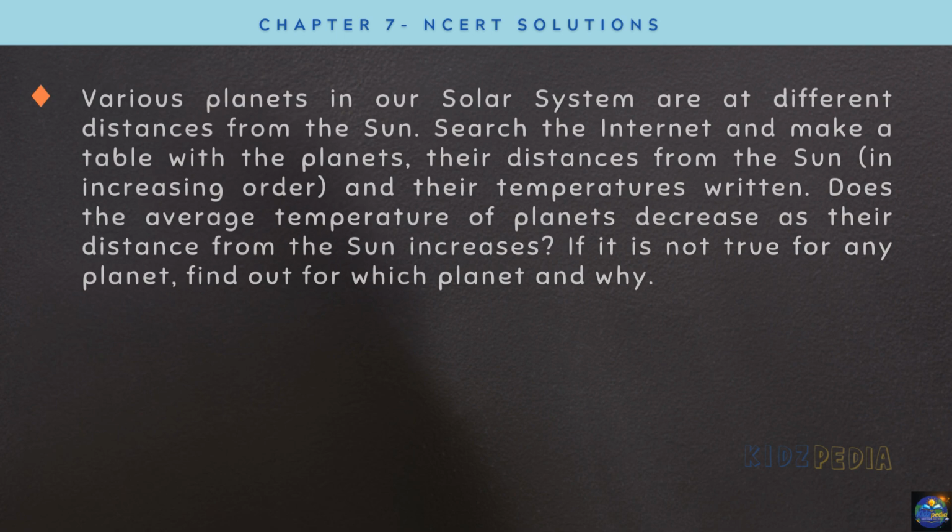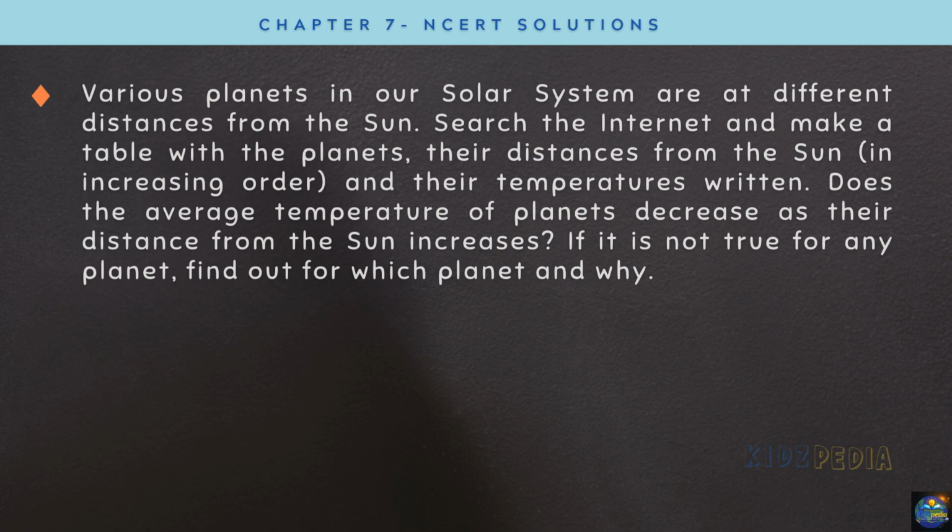Next one: various planets in our solar system are at different distances from the Sun. Search the internet and make a table with the planets, their distance from the Sun in increasing order and their temperatures written. Does the average temperature of planets decrease as their distance from the Sun increases? If it is not true for any planet, find out for which planet and why.